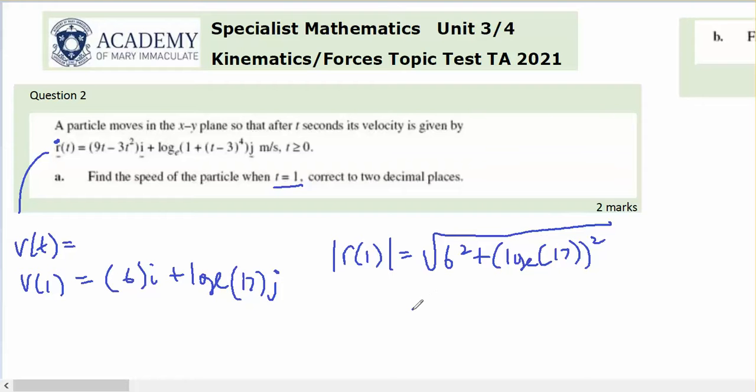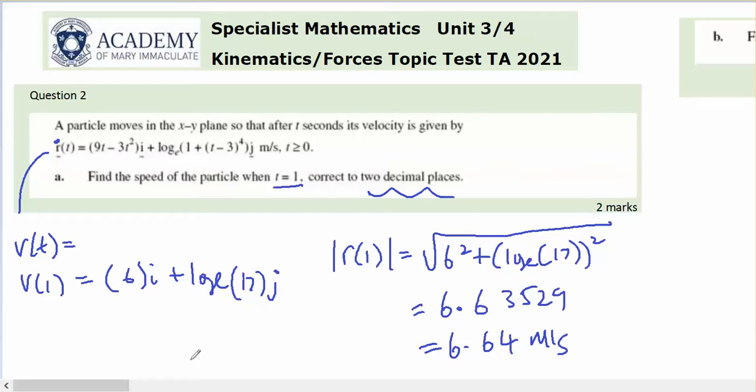And throw it in the calculator and you get 6.63529. And I need two decimal places. 6.64 meters per second is the speed.